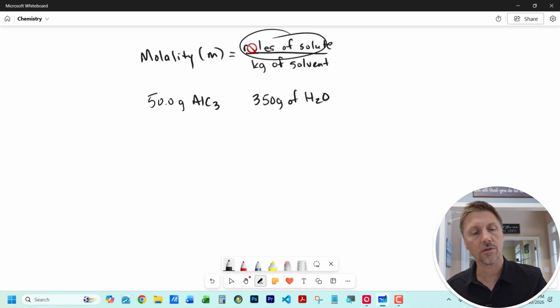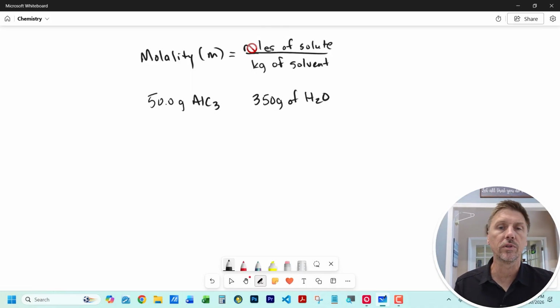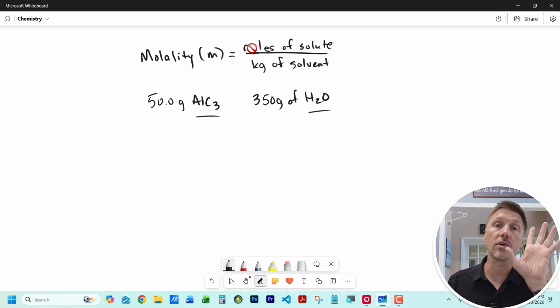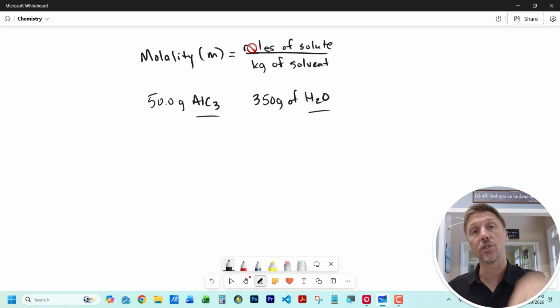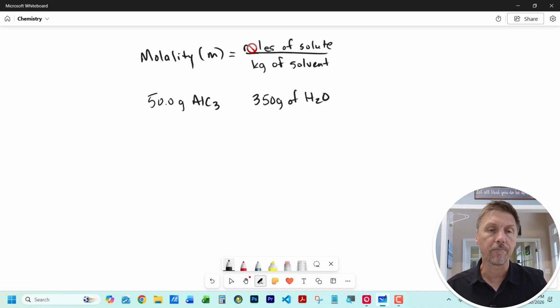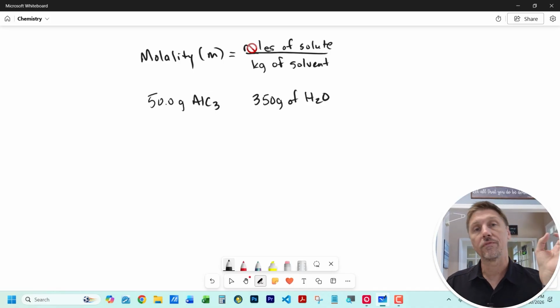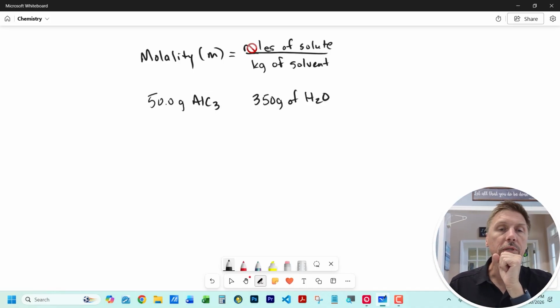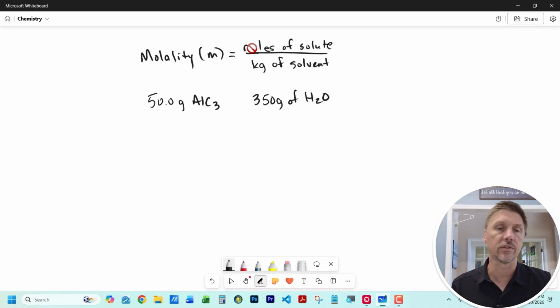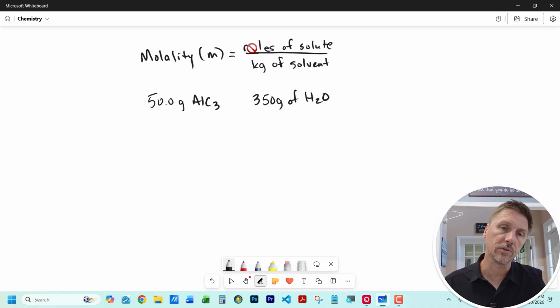So what is the solute here? It's important that we know which one's the solute. We've got AlCl3 and we've got H2O. The solute is what is dissolved into the other substance, and so that's the AlCl3, right? The AlCl3 is dissolved into the H2O. So we need to find the moles of this guy. Well, how do we go from grams to moles of a substance? We use the periodic table, using the molar mass.